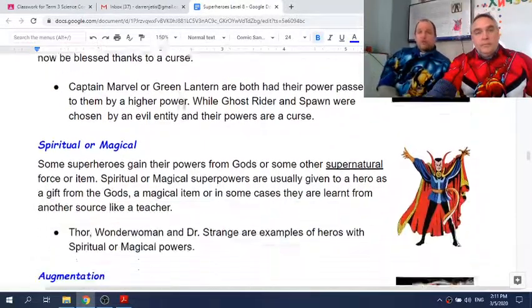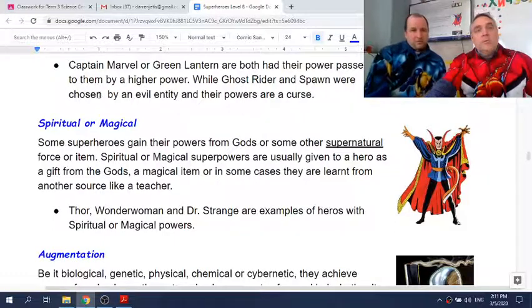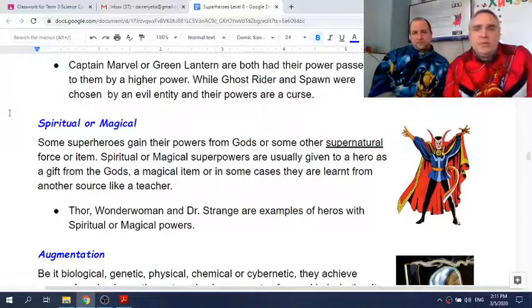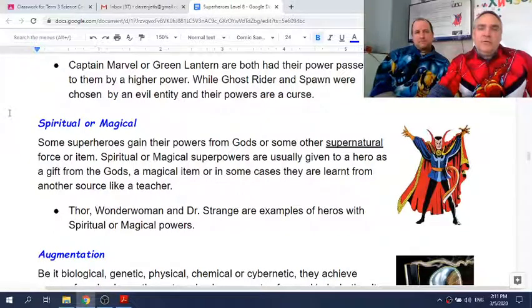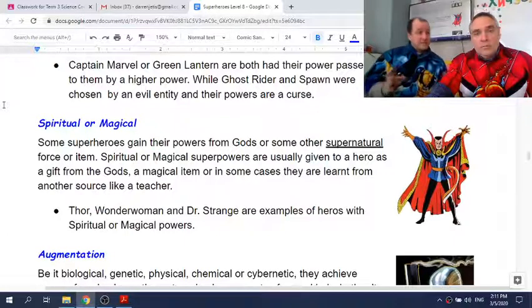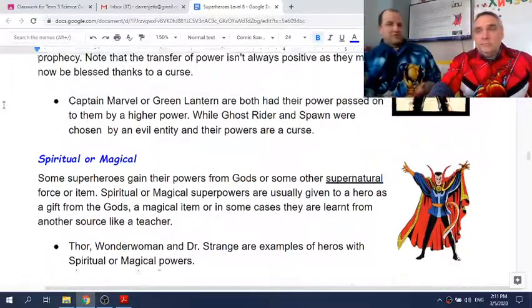Okay, spiritual or magical superheroes. Some superheroes gain their powers from gods or some other supernatural force or item. Spiritual or magical superpowers are usually given to a hero as a gift from the gods, a magical item, or in some cases they are learned from another source, like a teacher. A very good example we'll start with is Doctor Strange.